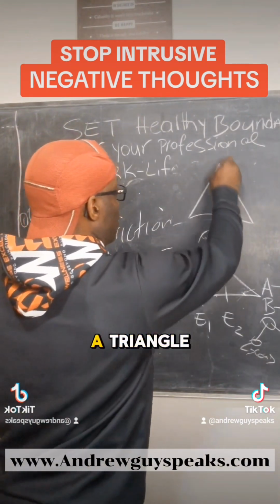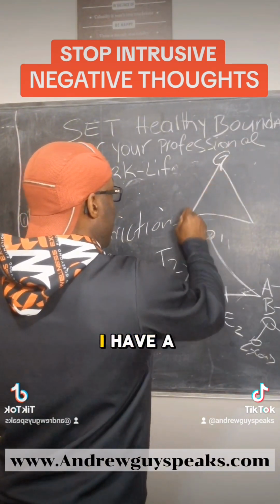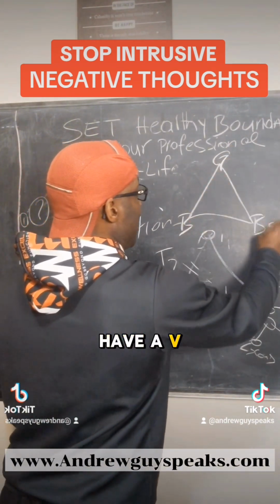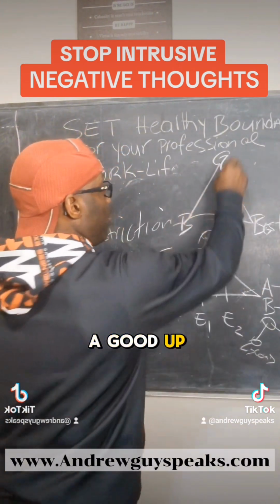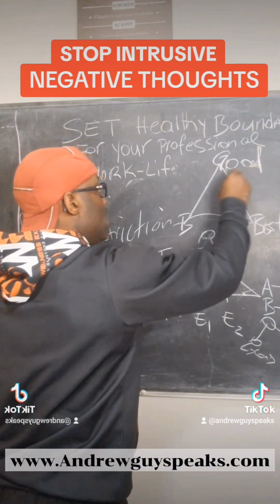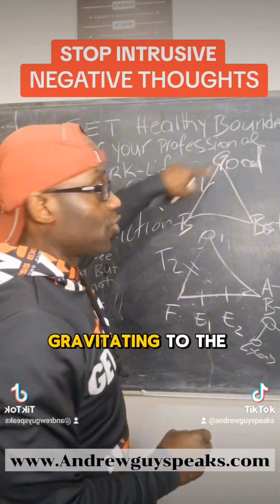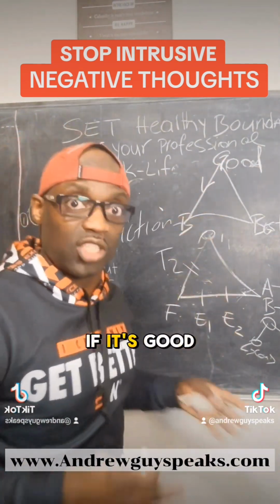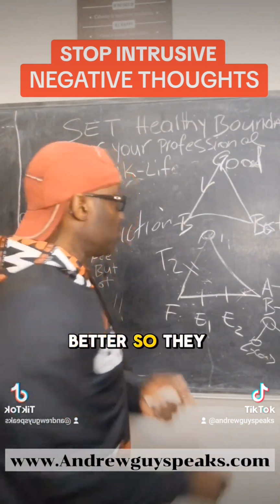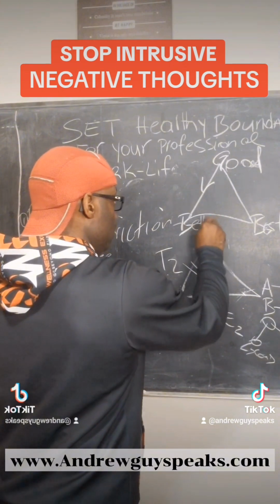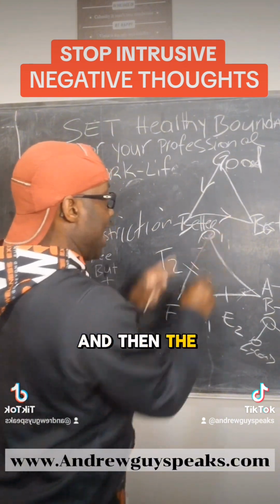So that means if I have a triangle, then I have a G, and I have a B, and then I have a BST right here, BEST, right? So I have a good up here. And if something is good, everyone is always gravitating to the next step. If it's good, whoa, man, then maybe there's got to be a better. So they go to better. And then the arrow moves forward.